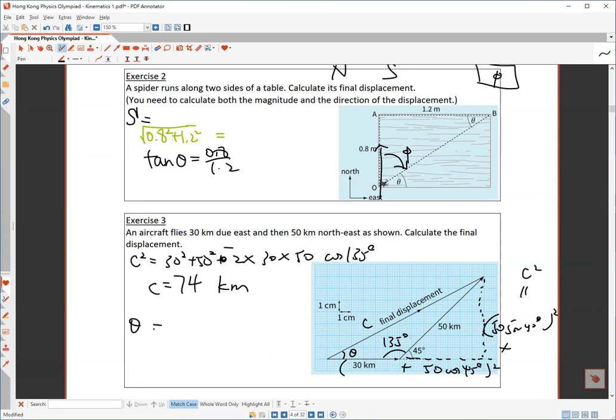And then for the angle, you can just use the tangent, okay? The tangent of the angle equals, I've written down the length already, okay? So then we'll go on to the next one. Make sure you know how to do it.